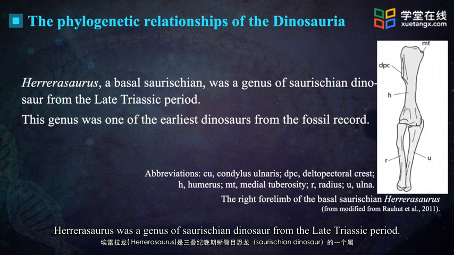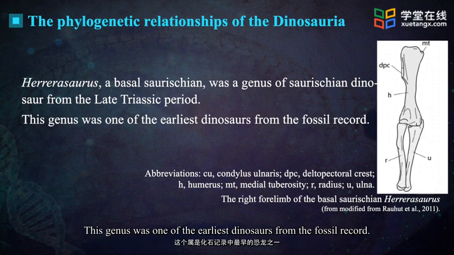Herrerasaurus was a genus of Saurischian dinosaur from the late Triassic period. This genus was one of the earliest dinosaurs from the fossil record.